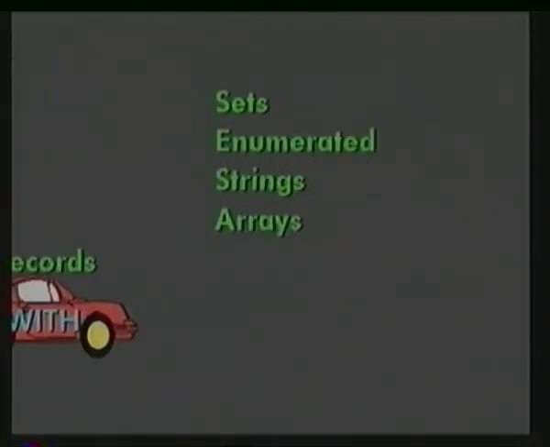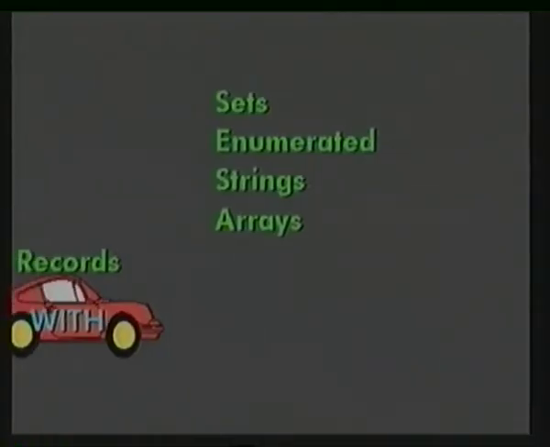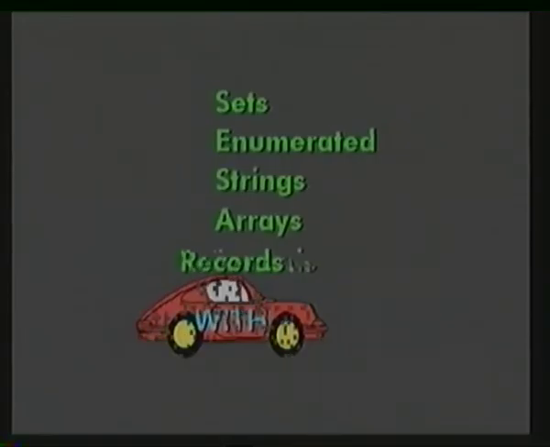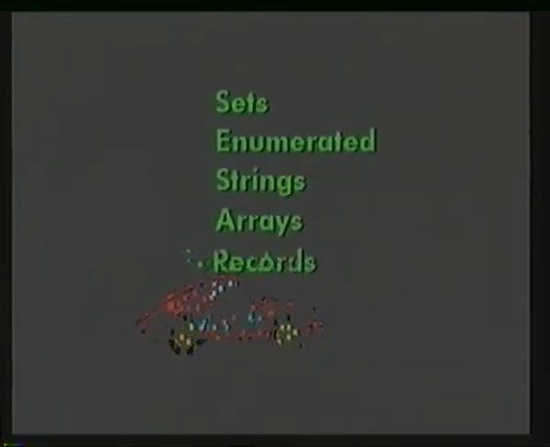And with the with statement, we conclude our tour of static data types. Sets, enumerated types, strings, arrays, and records. We've discussed them all, and we've seen that they are Pascal subassemblies built from basic data types. In the next lesson, we'll be discussing two more types of Pascal subassemblies: programmer-defined functions and procedures.